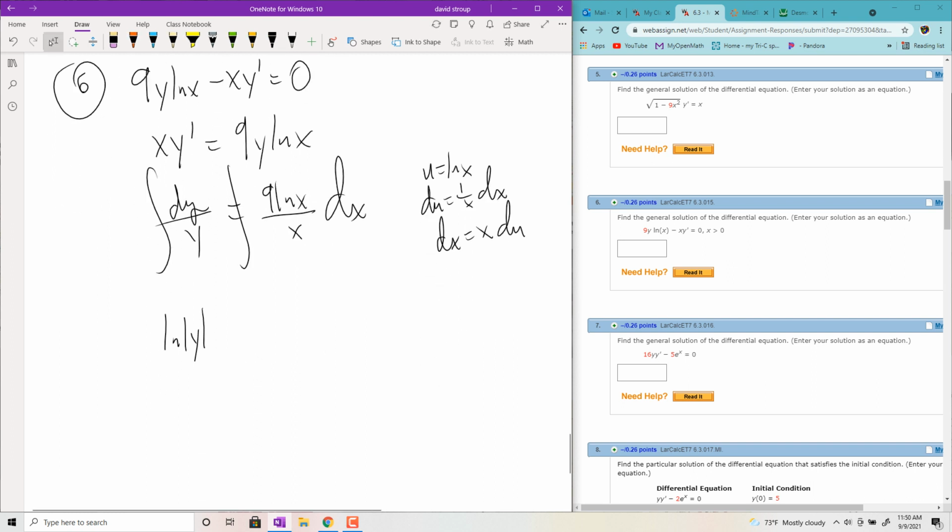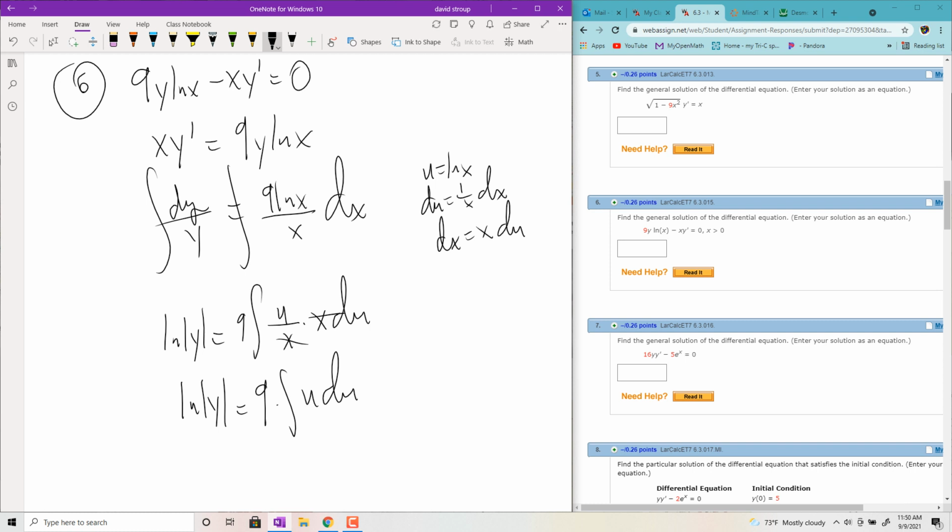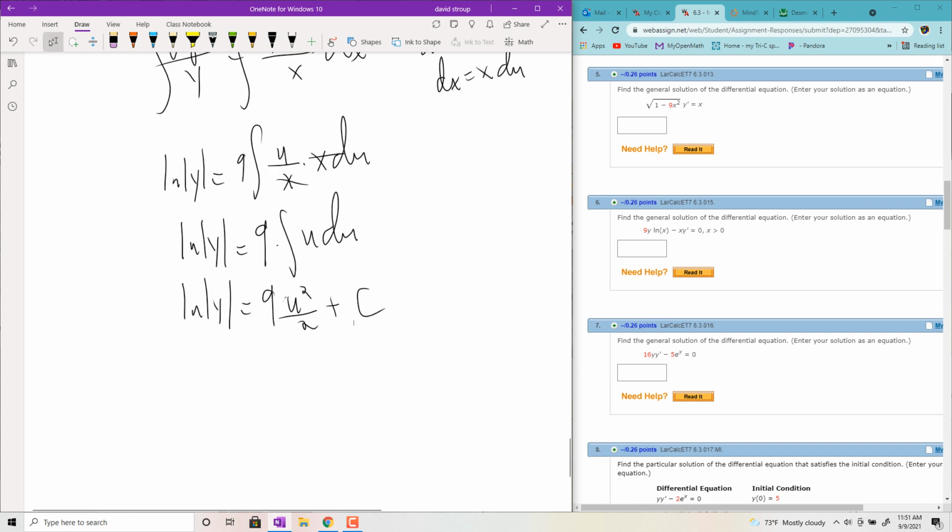Ln absolute value y equals, you can factor out the 9, then you get u all over x times dx, which is x du. So ln absolute value y is 9. These cancel, and times the integral of u du. So ln absolute value y equals 9 u squared over 2 plus c. Back subbing, we get ln absolute value y equals 9 times ln x squared all over 2 plus c.